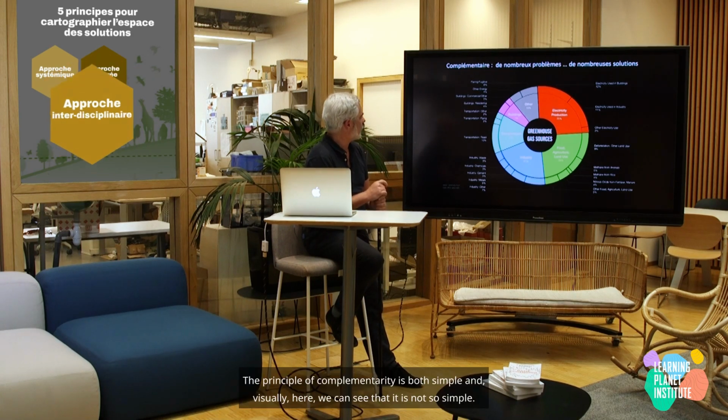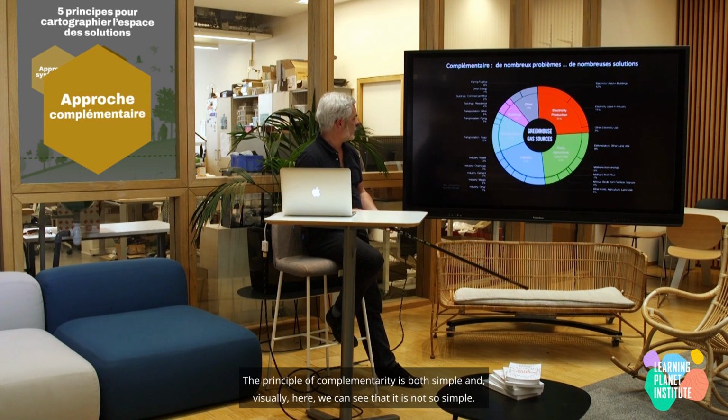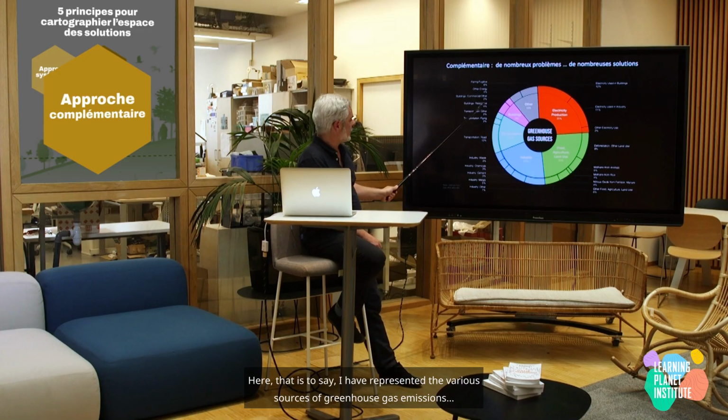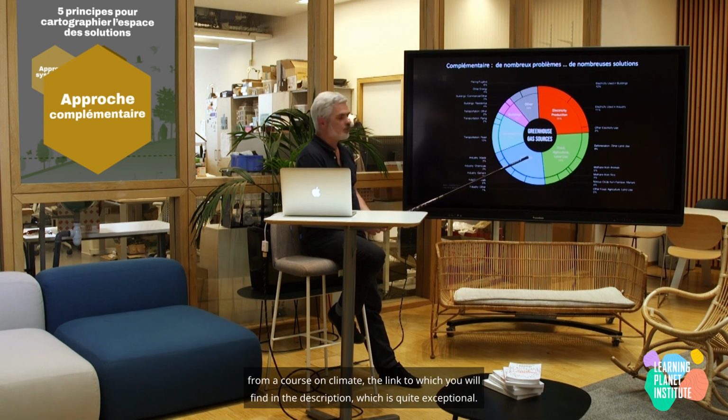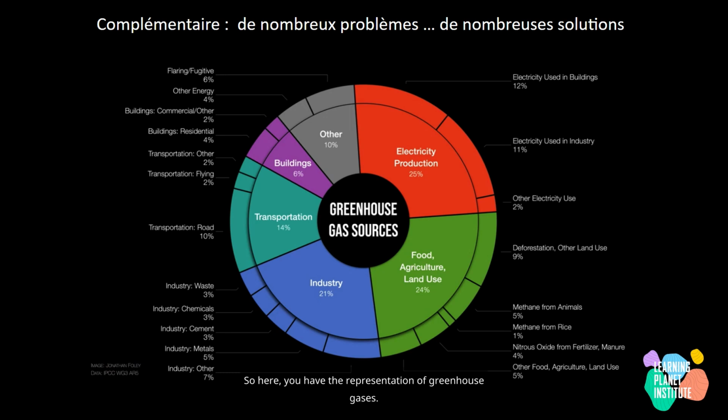The principle of complementarity is both simple and, as visually we can see here, not so simple. Indeed, since we have many problems, we have many different, various and diverse solutions. What does that mean? Here I have represented the various sources of greenhouse gas emissions from a course on climate, the link to which you will find in the description, which is quite exceptional. It was done by the Drawdown project. So here you have the representation of greenhouse gases.